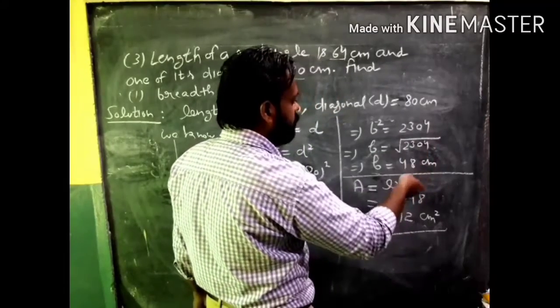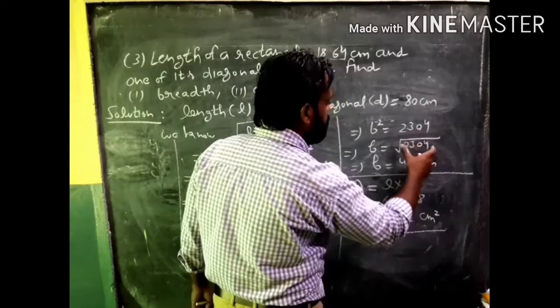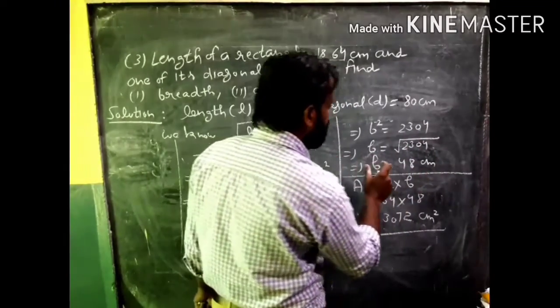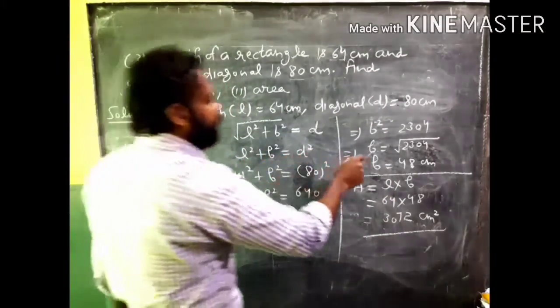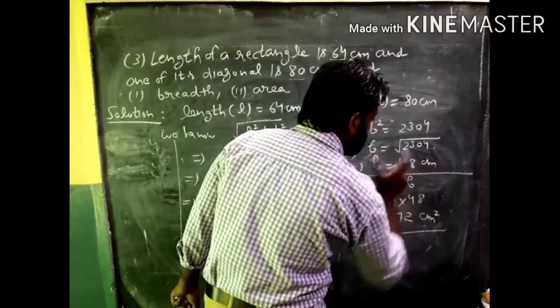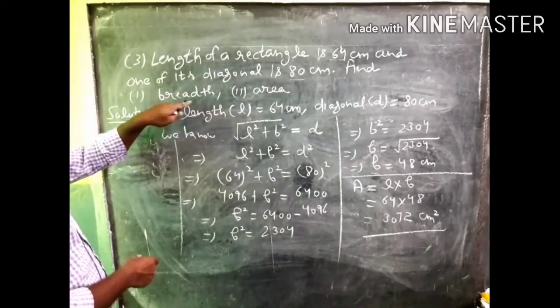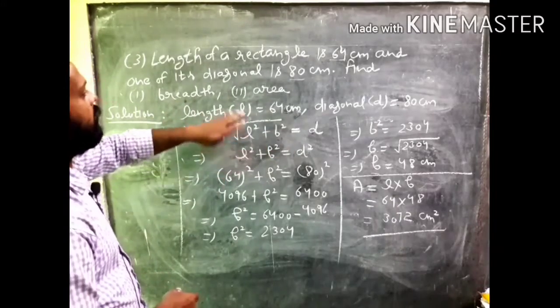I had already calculated all these things. You have to calculate by yourself what the square root of this value is, then it will become 48. So basically this is the value of the breadth. Here in this case the value of breadth is 48 centimeters. So this is our first answer, that is we had to find the value of the breadth. So this is the answer.